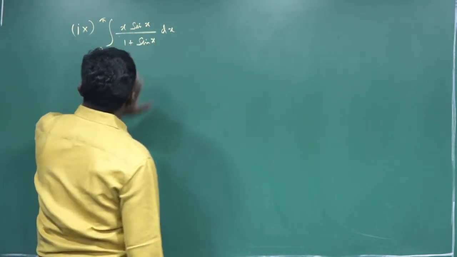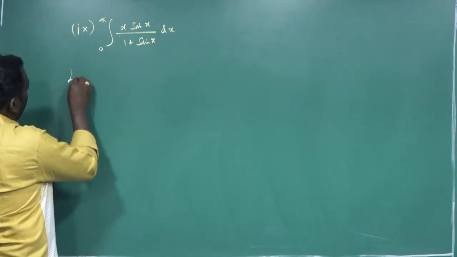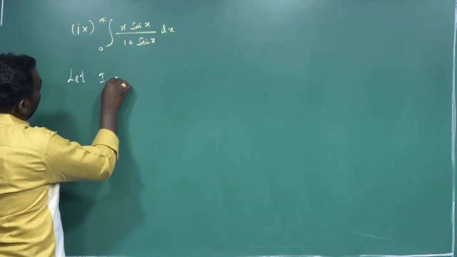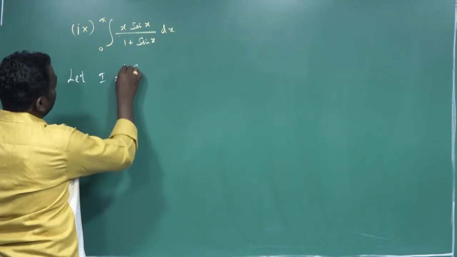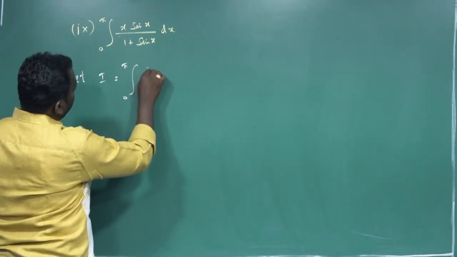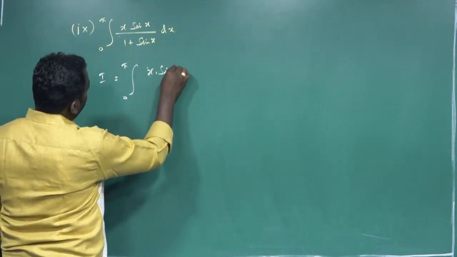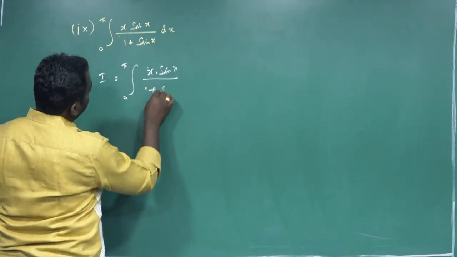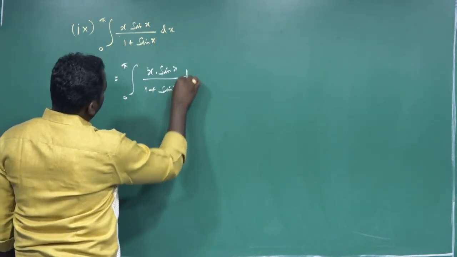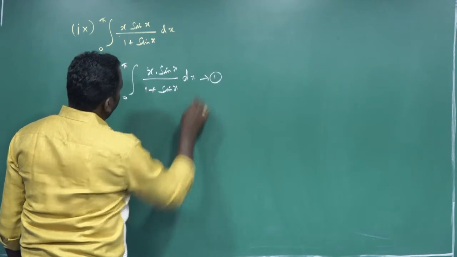The next one, subdivision number 9: integral 0 to pi of x into sin x by 1 plus sin x, dx. Now let the given integral be equal to I, integral 0 to pi of x into sin x by 1 plus sin x, dx. We can call the given equation equation 1.